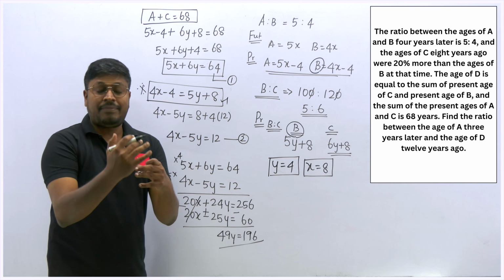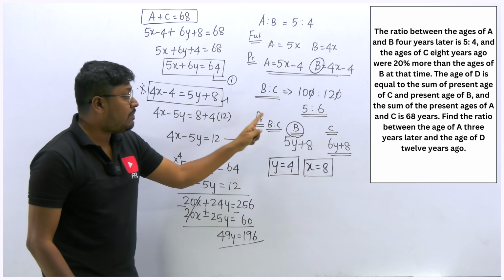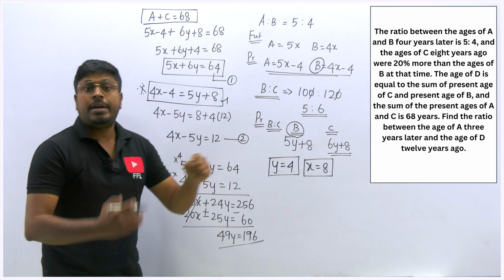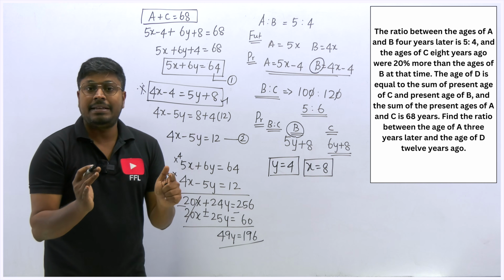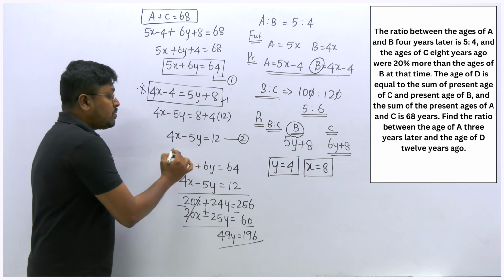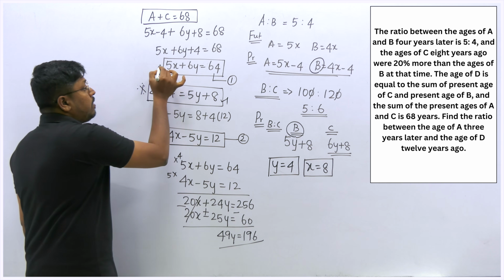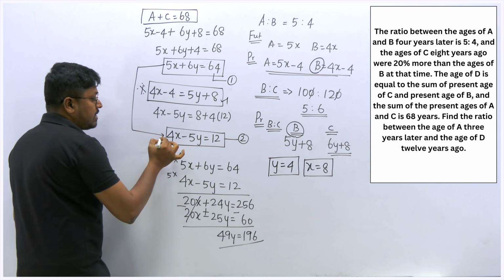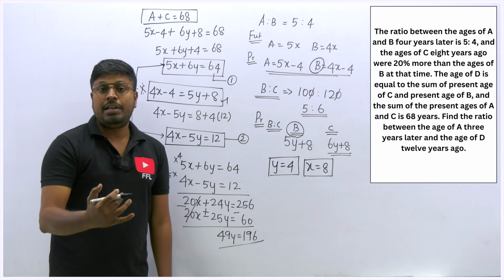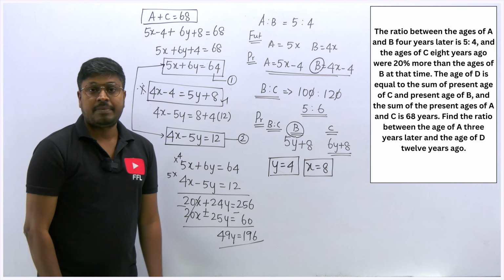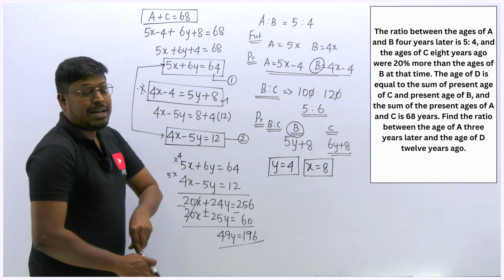So why did I equate both the person ages? Because by using the first data, we know B's age. By using the second data, we know B's age. So in both the data, we have B's age, so we can equate both to get one equation. That's what I did here, and then we framed the second equation. The first equation's data was already given in the question. So we solved both the equations to get the value of x and the value of y.